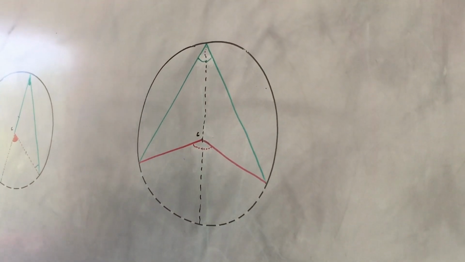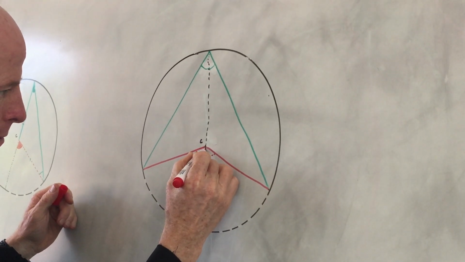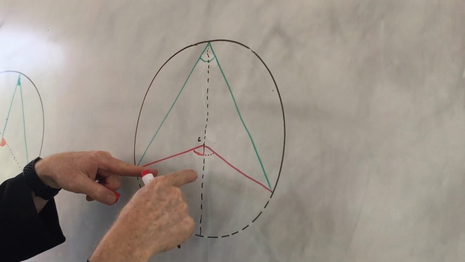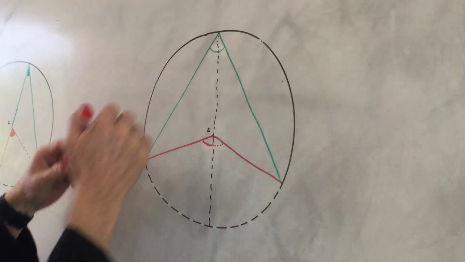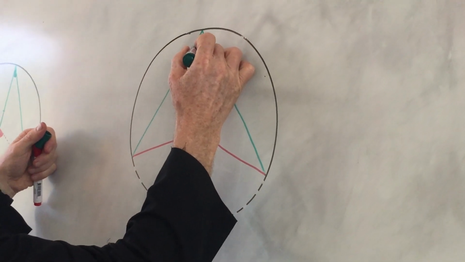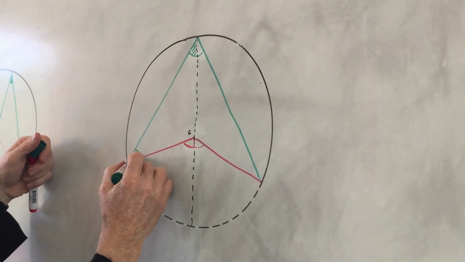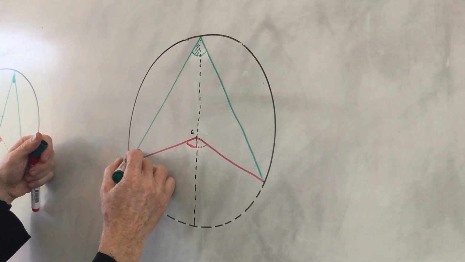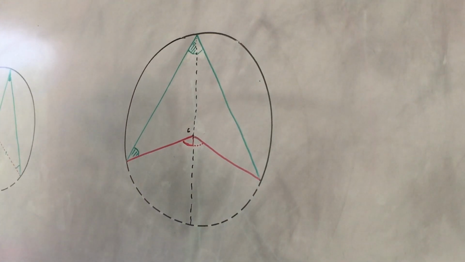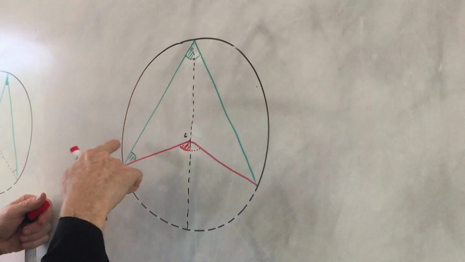This angle here, look at this, is the exterior angle, and these are the interior and opposite angles. Let's do a little bit of dashed line this way, say. Okay? So this angle here is equal to this angle plus this angle.